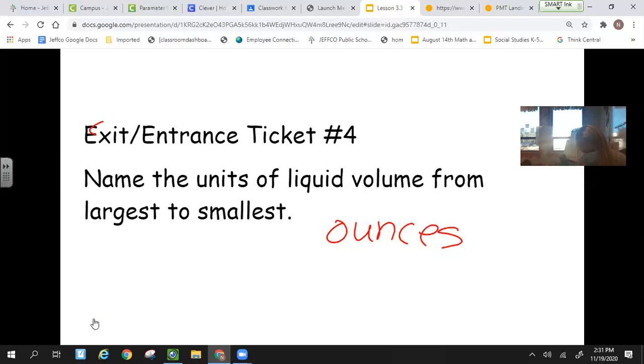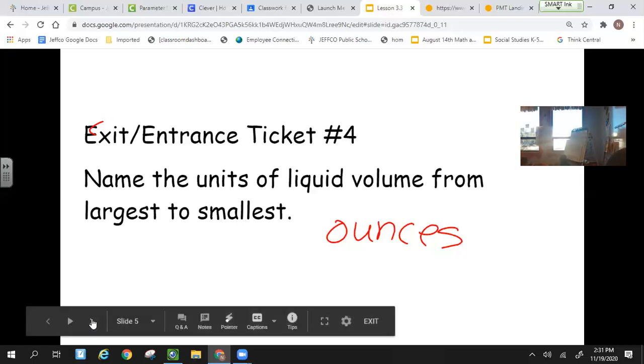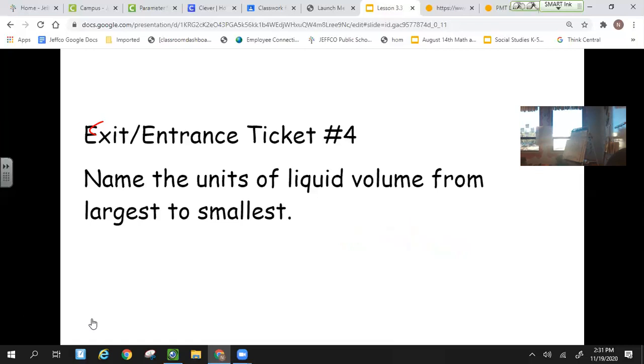All right. I'm going to give you about one more minute and then we're going to move on. Name the units of liquid volume from largest to smallest. All righty. Just the ones we talked about yesterday, nothing other than what we've talked about. There's only six, guys, so if you have like 12, something's wrong. We only talked about six. We talked about six different ones, not 12.